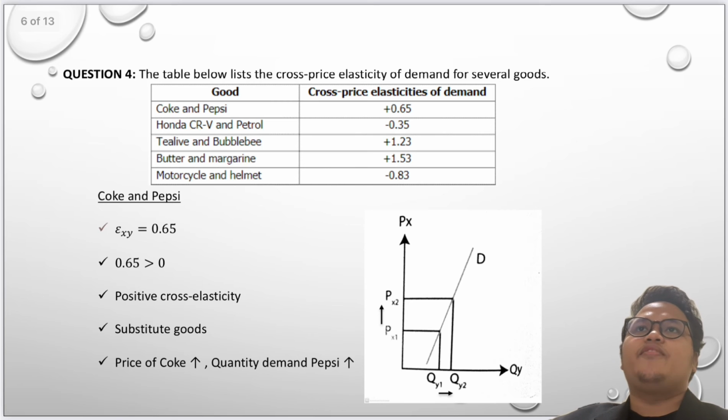Okay, next is question 4. The table below lists the cross price elasticity of demand for several goods. First we go to Coke and Pepsi. The cross price elasticity of demand for Coke and Pepsi is 0.65. We know that 0.65 is greater than 0, so this is a positive cross elasticity. Coke and Pepsi are substitute goods, so when the price of Coke increases, the quantity demanded of Pepsi will increase.